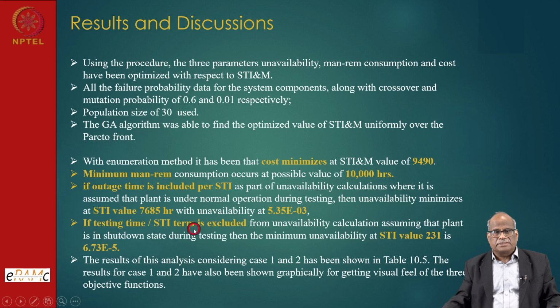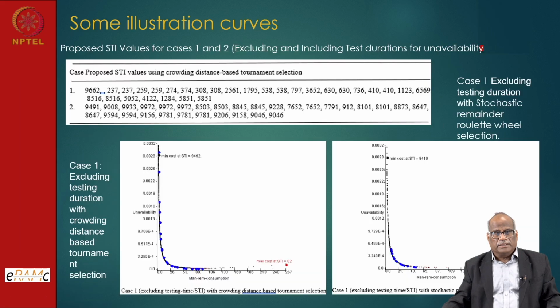If the testing time, the STI term, is excluded, then we have this one. If it is included, and if we exclude this, we have an STI value of 231, which is 6.3 into 10 to the minus 5. So the unavailability is low. The STI value, the surveillance test interval, is 231. So we have seen the upper bound and lower bound both here, and now we will see in the graph how these values are varying.